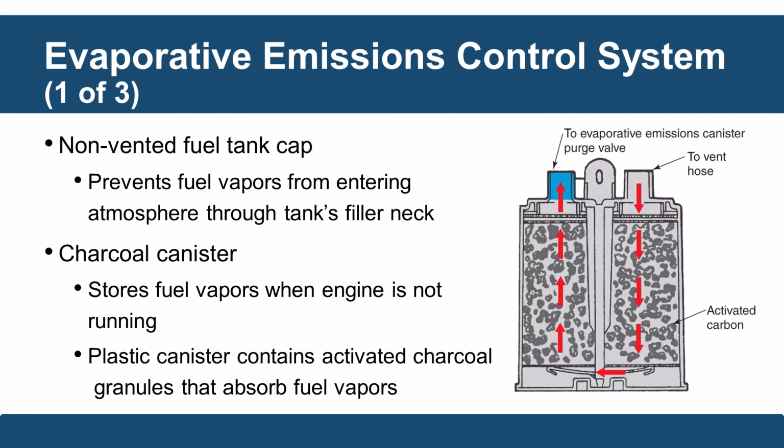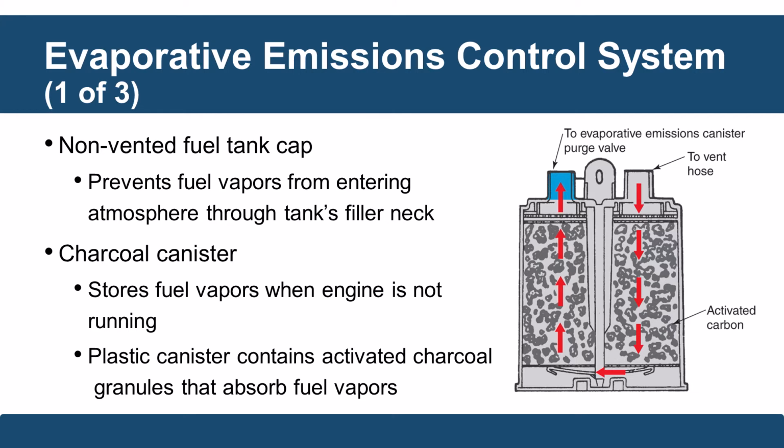Now, the EVAP system, or Evaporative Emissions Control System, here is for the non-vented fuel tank caps. This prevents fuel vapors from entering the atmosphere right through the tank's filler neck. This is really important. This is why you see when you fill up a car, it's got a little stopper there. This is a charcoal canister, and that stores fuel vapors. The charcoal wants to bond with it when the engine is not running. So as that stuff's evaporating, it's sticking.